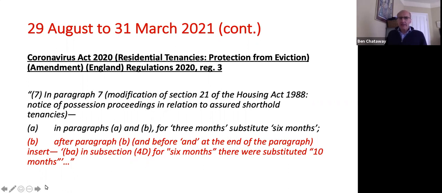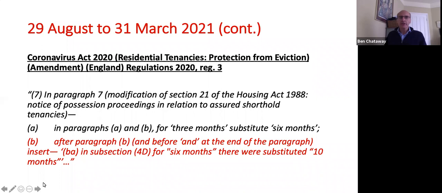Well, why is that surprising? And why is there a big red block of text at the bottom? Well, the reason is this is all secondary legislation. These are regulations. So it begs the question, how can they change rules that were set out in primary legislation, originally the 1988 Act, and then the Coronavirus Act of 2020. So how could they do that?